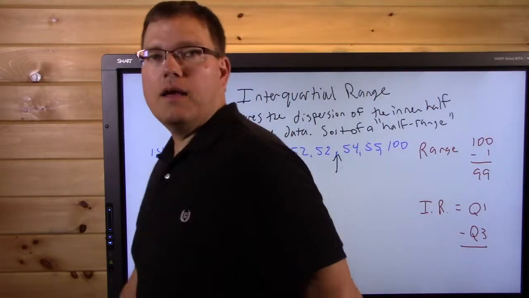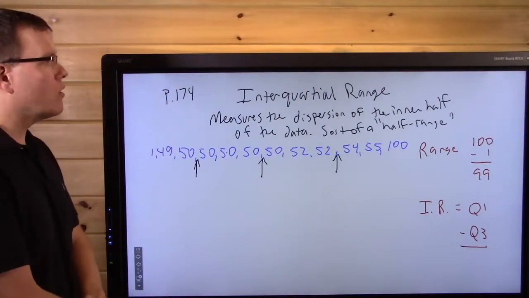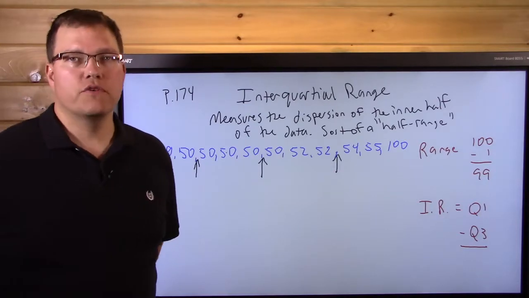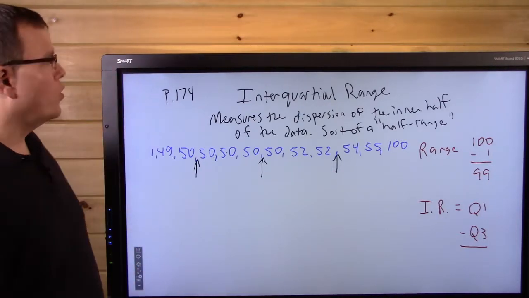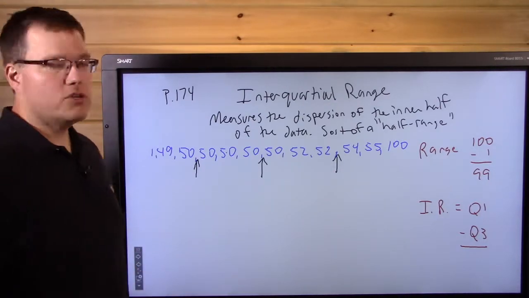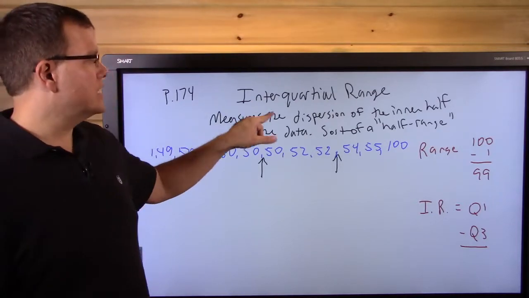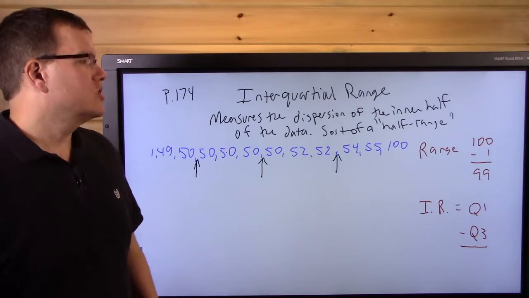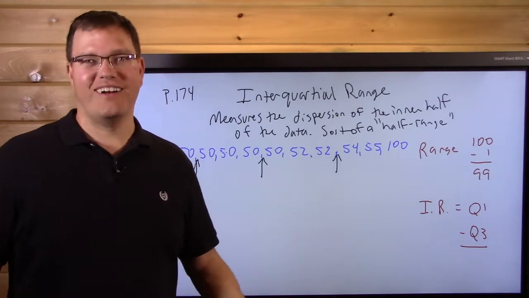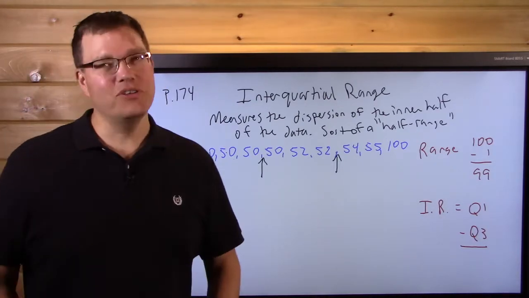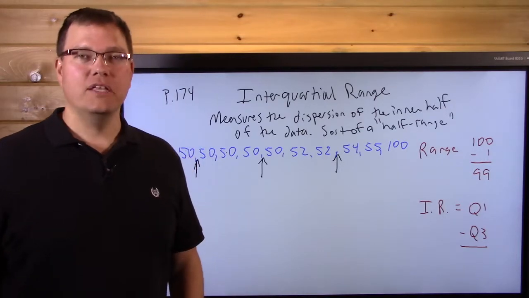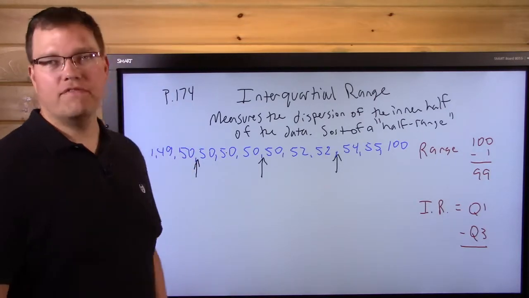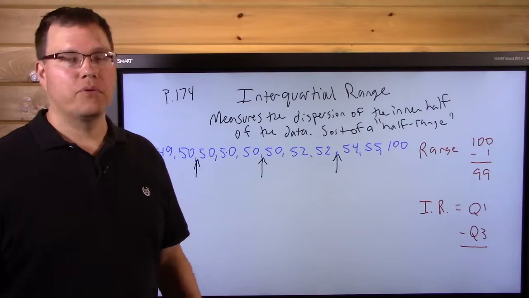All right, let's finish up the you ought to know section. We've got 2 more questions left, and these questions are for the interquartile range. I'm on page 174. The interquartile range measures the dispersion of the inner half of the data, sort of a half range, if you want to call it that, okay? It doesn't mean you divide the range by 2. It means you only take from the 25th to the 75th percentile.